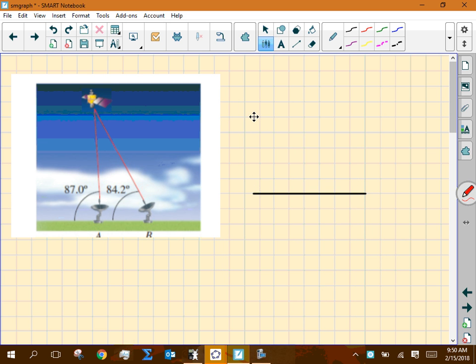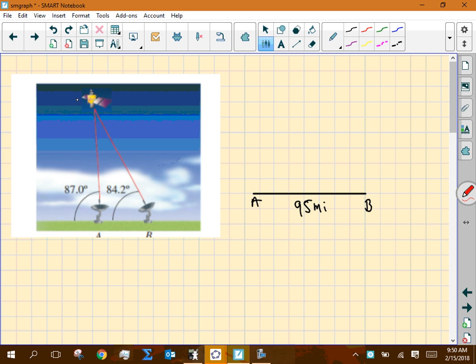So I'm not sure what number this one is, but there's a satellite question. If we read through it, I closed it out on accident, but it says two radio stations A and B are 95 miles apart. Okay, so A to B, between these two satellite dishes, they are 95 miles apart.